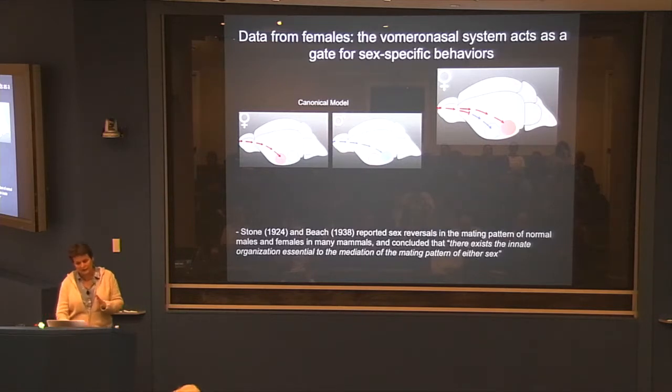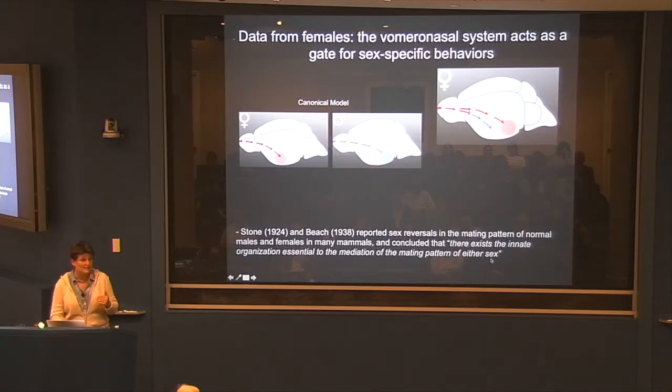Now, in retrospect, the result we obtained and the model that we propose is actually not something really new. It has been shown already in the 20s and the 30s by some very distinguished ethologists that sex reversal in the mating pattern of males and females was observed in almost all mammalian species observed, which is that in all these mammalian species, there is sometimes a male behaving like a female, and females occasionally behaving like males. And it's interesting to read this text and to see that at the time people didn't talk about circuits, but they said there must exist the innate organization essential to the mediation of the mating pattern of either sex.